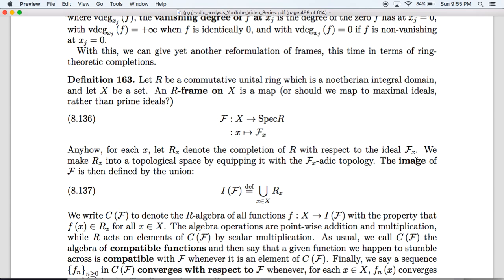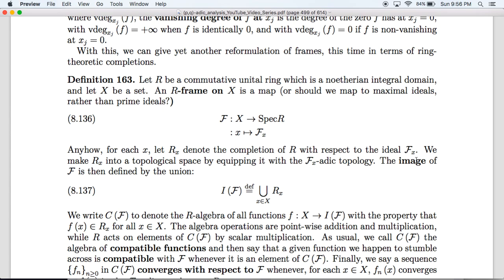We then make Rx into a topological space by equipping it with the associated adic topology. The image of F is then the union of all of those different completions, and then we can repeat all of our constructions previously verbatim. We then have that the space of compatible functions, C of f, is the R algebra of all functions f from X to the image of F that satisfy the property that f of x is contained in Rx for every little x in big X.